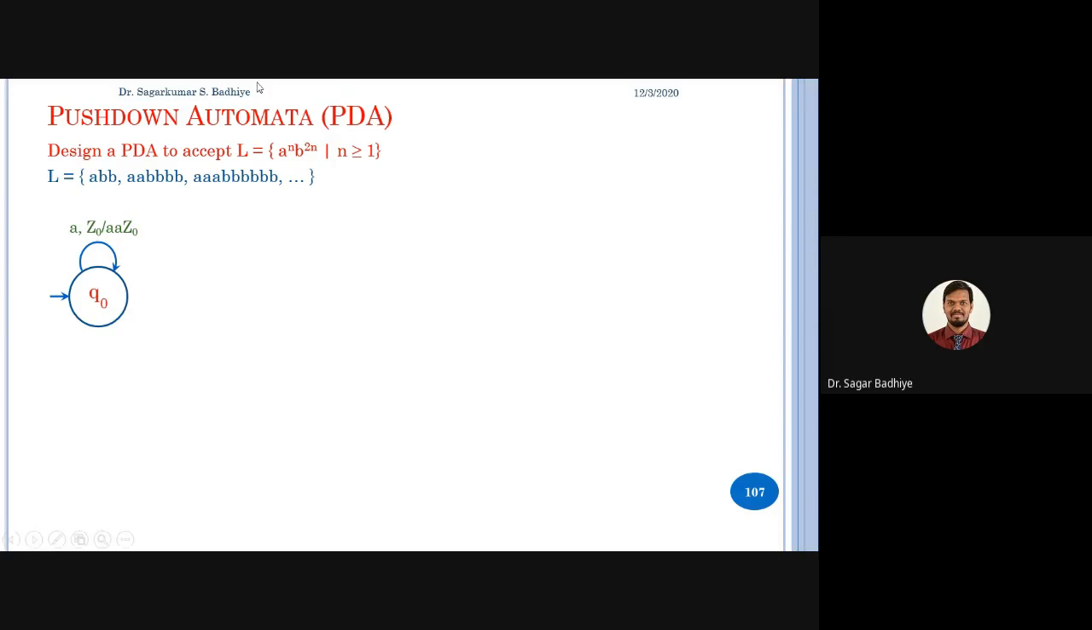Now for the next input, the automata will again be in Q0, but the input can be either a or b, and the top of the stack will now be a, not Z0, because that a is already pushed onto the stack. If the input is a, then again for that a we push two a's on the stack. So we write a rule like this: in Q0, if I get a as the input and a is on top of the stack, I push two a's.